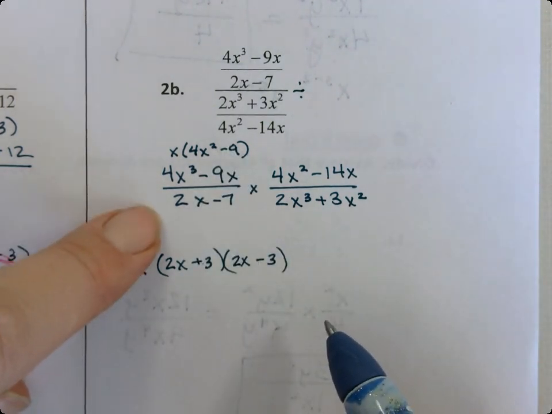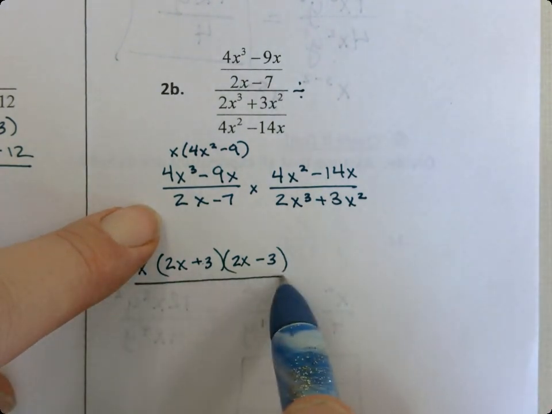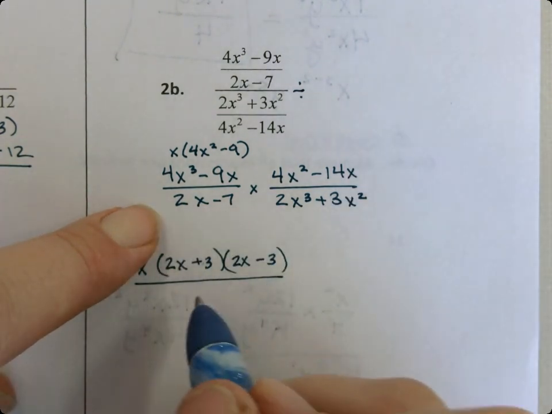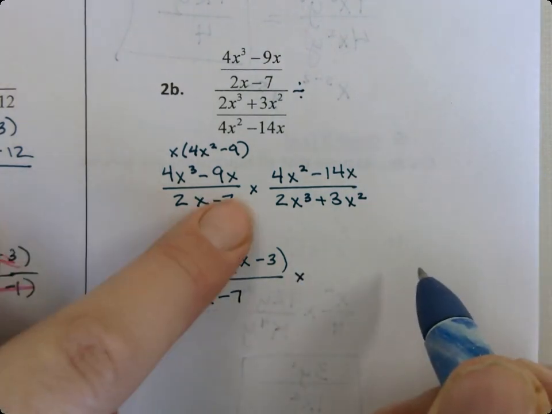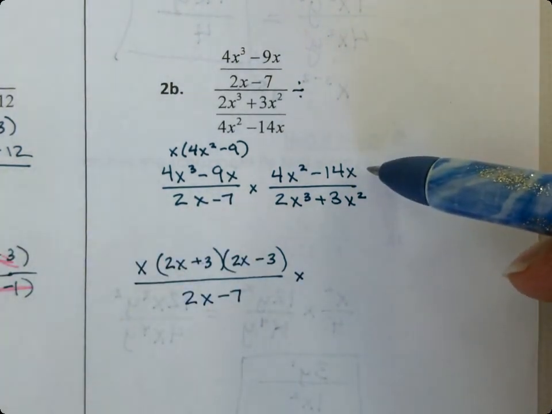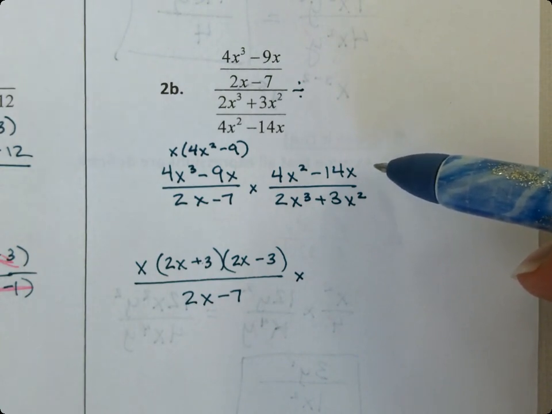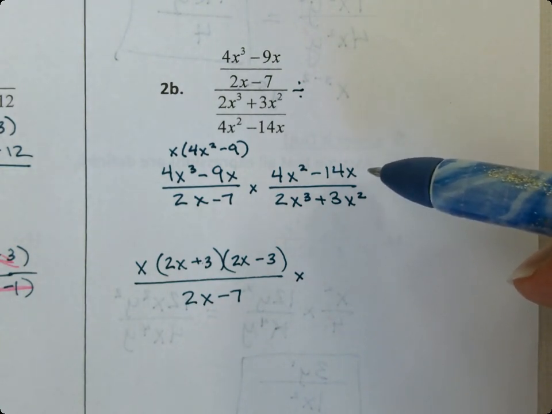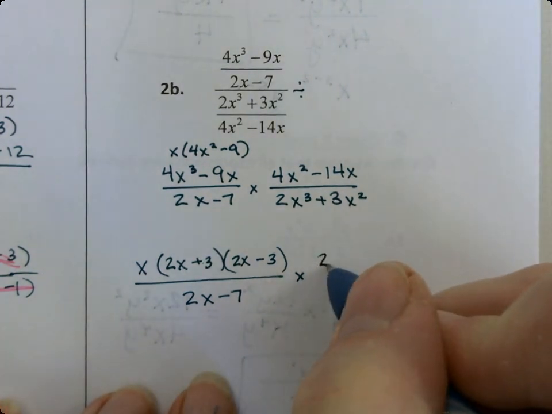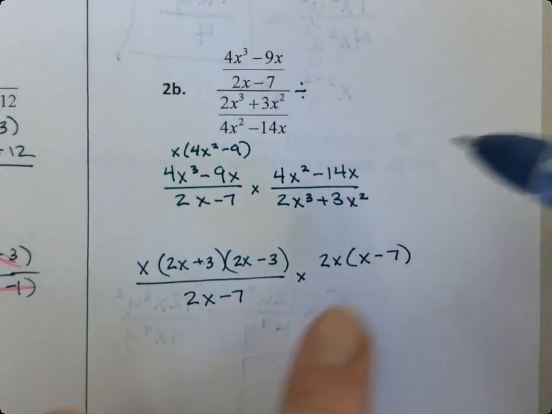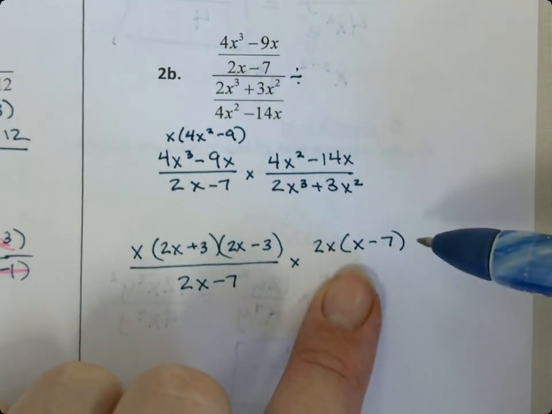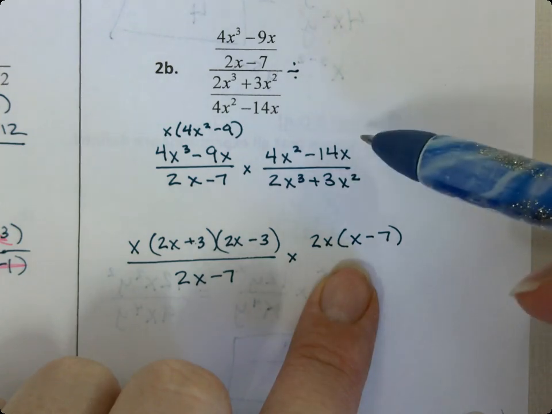Okay, does this factor? There's no GCF, there's no x squared, it's just going to stay as 2x minus 7. Keep my times symbol. Does this numerator factor? Okay. Is there a GCF? Yep, 2x. What's left? X minus 7. Now, the only reason I brought this down is I knew it didn't factor further. If not, I probably would have factored up here.